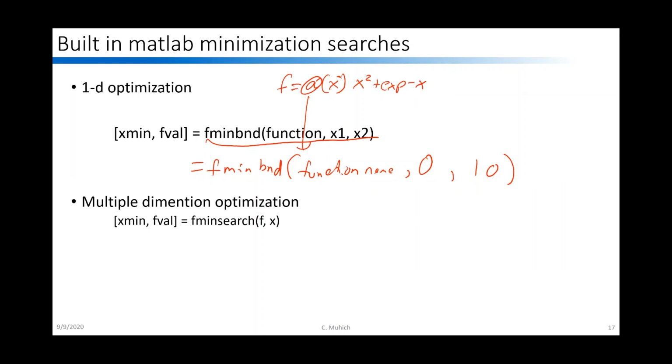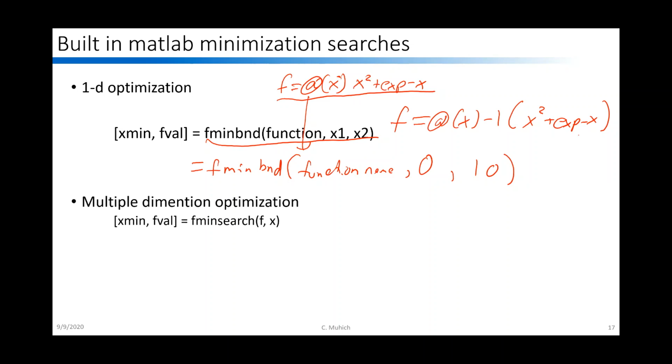fmin is going to look for the minimum value. This may raise the question, well, what if I want a maximum value? Well, all you need to do is change this f function to be f equals at x negative 1 times, say, x squared plus exp negative x, right? And now all of a sudden, what used to be looking for a maximum has now become looking for a minimum.